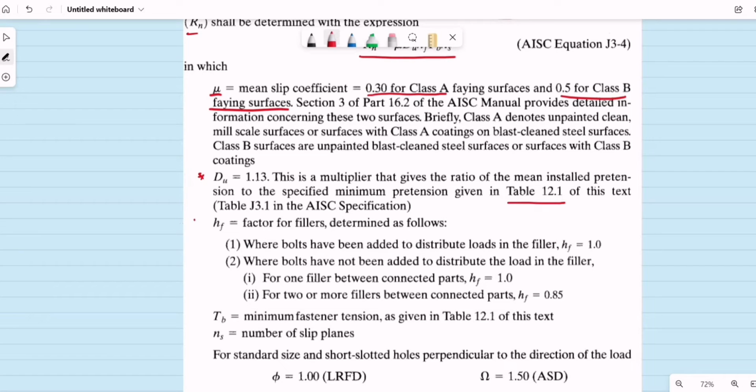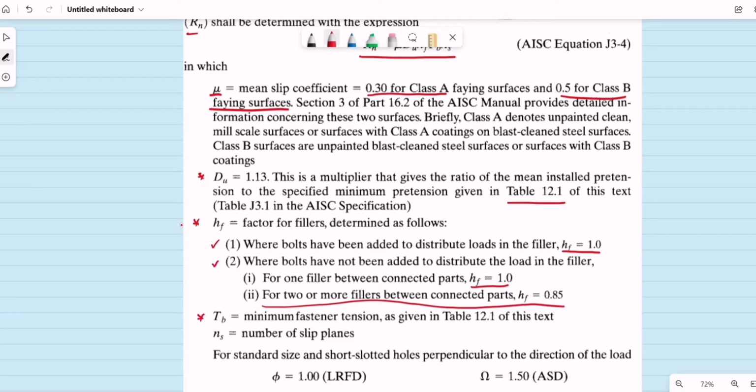Yes, then we have H sub f, the factor for fillers, determined as follows. Number 1, where bolts have been added to distribute the loads in the filler, H sub f is equal to 1.0. Number 2, where bolts have not been added to distribute the load into the filler: for one filler between connected parts, H sub f is equal to 1.0; for 2 or more fillers between connected parts, we have 0.85.